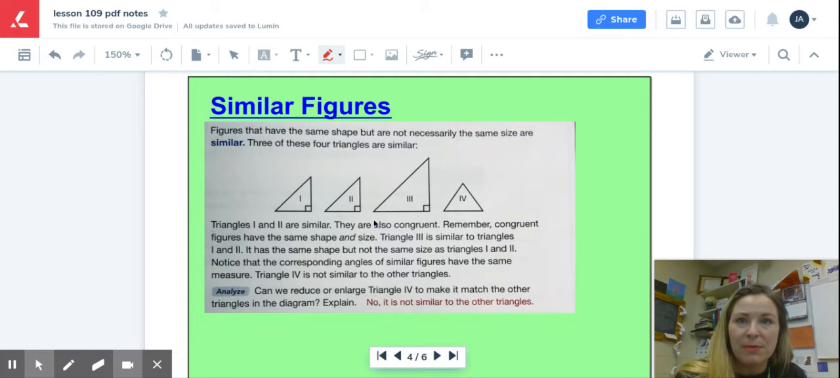Now here's a new term. Similar is related to our word congruent, but it just means same shape. It doesn't necessarily mean same size. So for example, let's take a look at these triangles here. You have 4 triangles to look at.